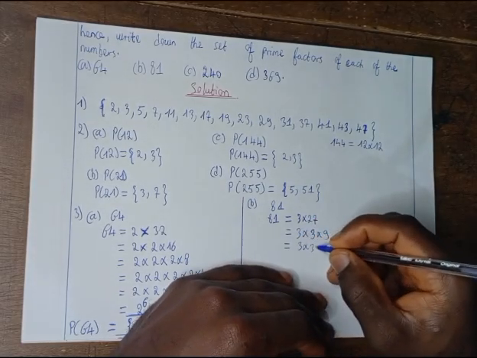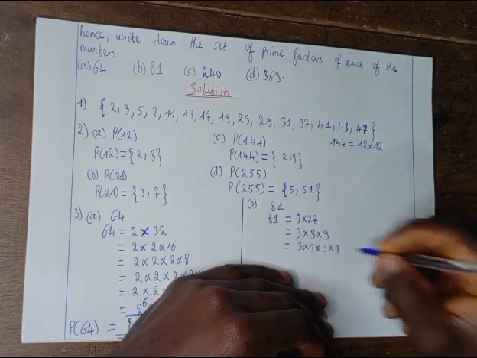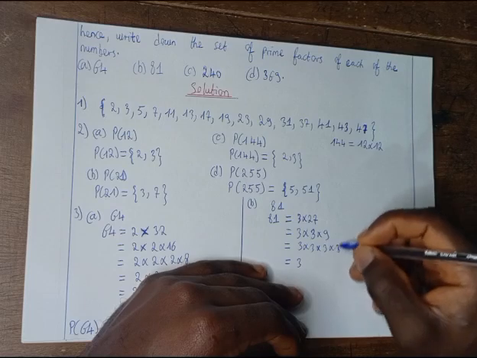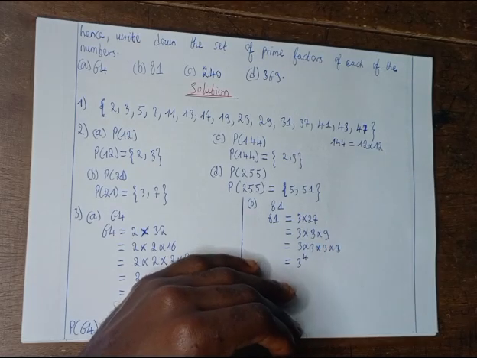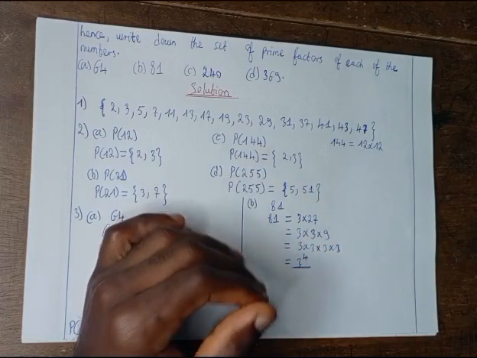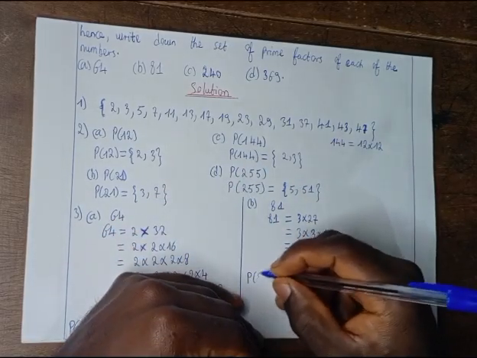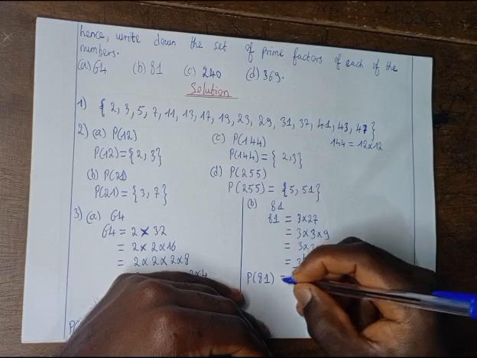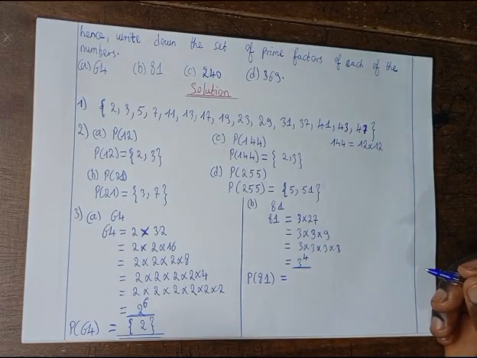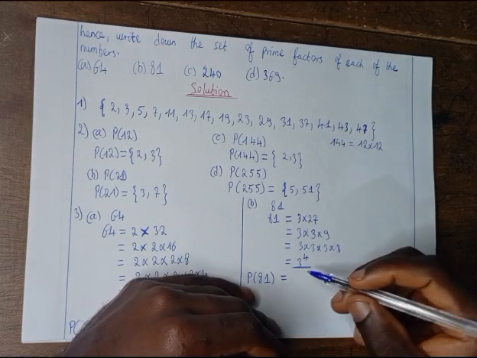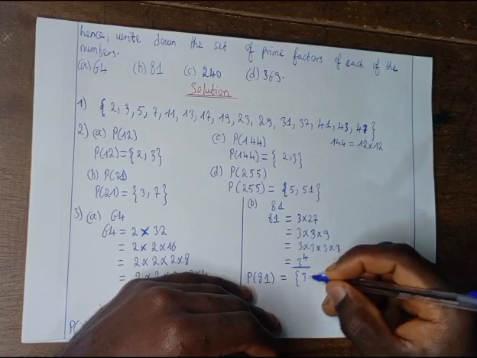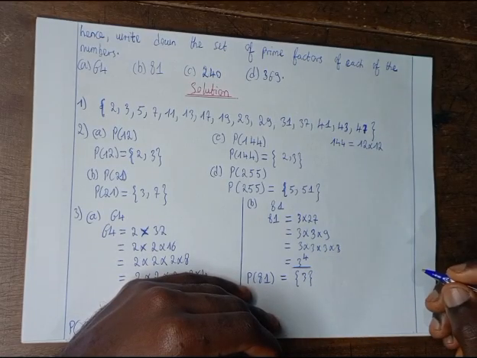This will give 3 times 3 times 3 times 3, which will simply be equal to 3 raised to the power 4. So this is the prime factorization of the number 81. Next thing, now we need to write the prime factors of 81. We are simply going to copy all the prime factors we see in the prime factorization of 81. So the prime number we see is 3. 3 is the only prime factor of 81.